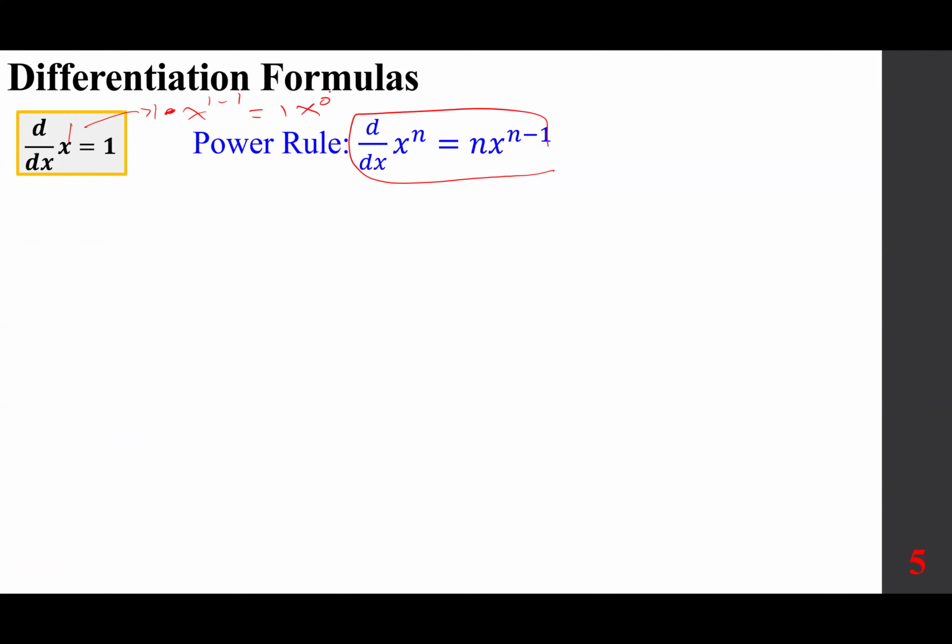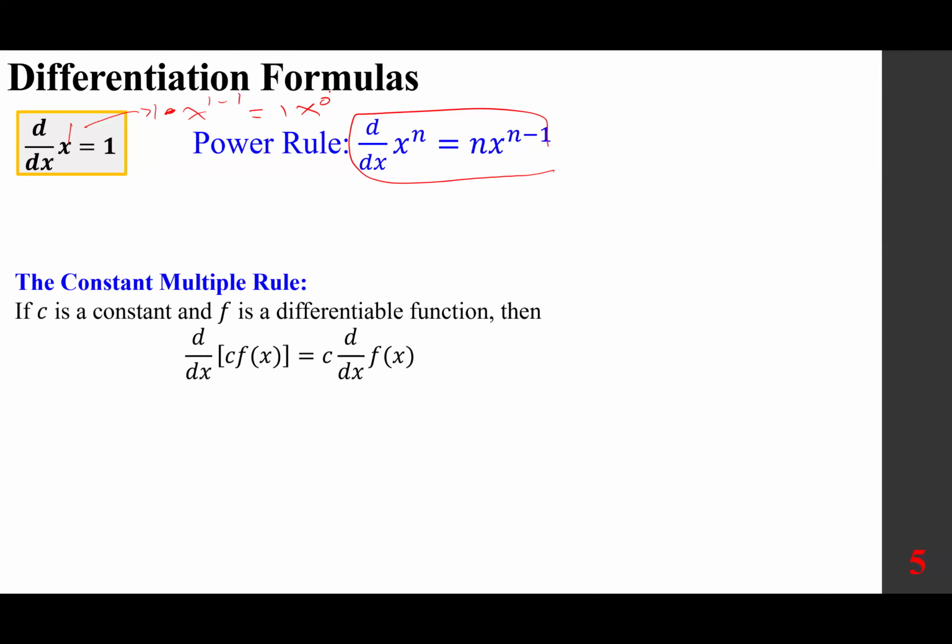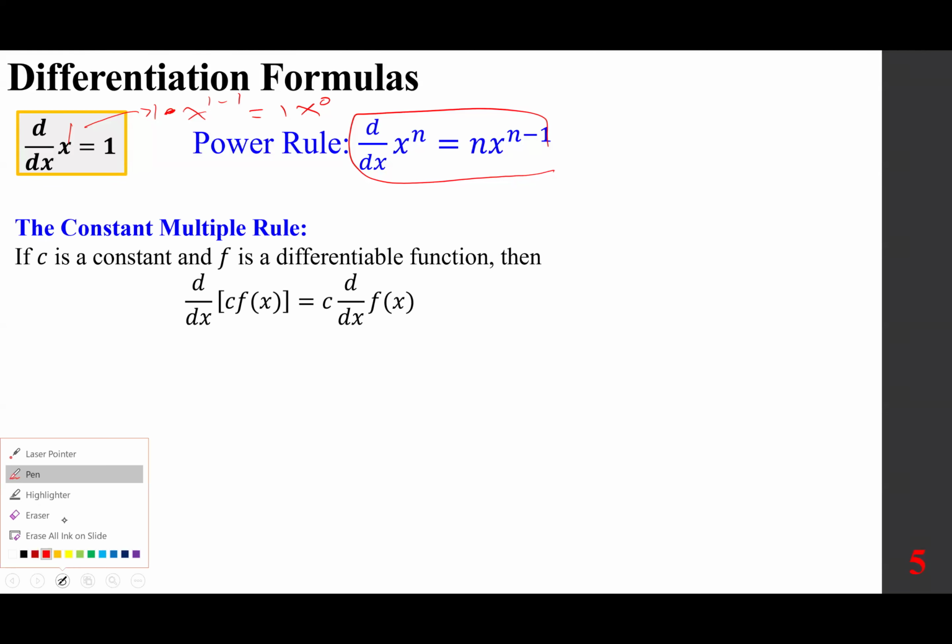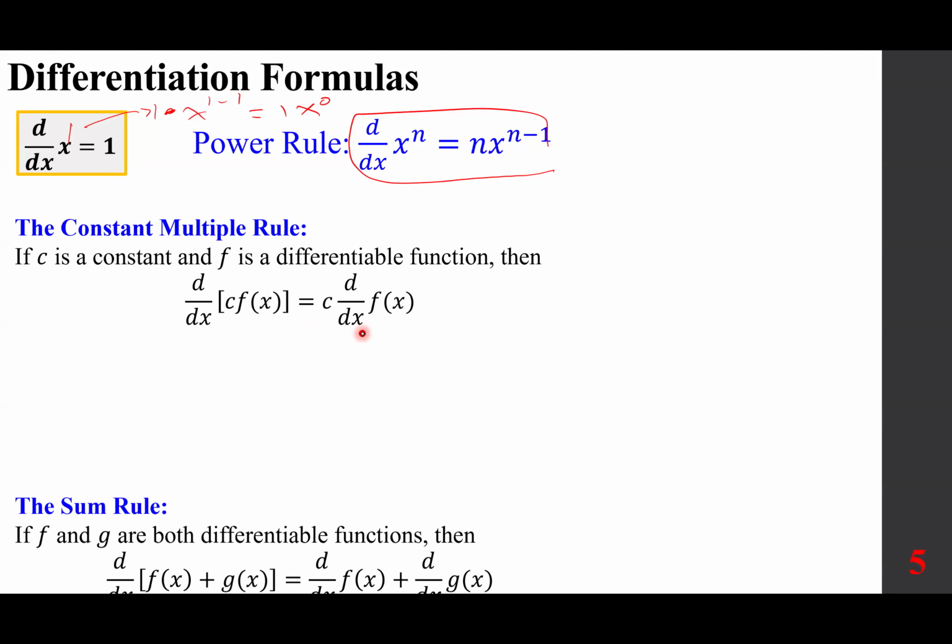And I hope you know x to the power of 0 is 1, so the answer is the constant multiple rule. This works, just remember, differentiation is the process of taking limits, so it follows the limit laws. So if you have a constant, you can take it out and take the derivative of f of x.